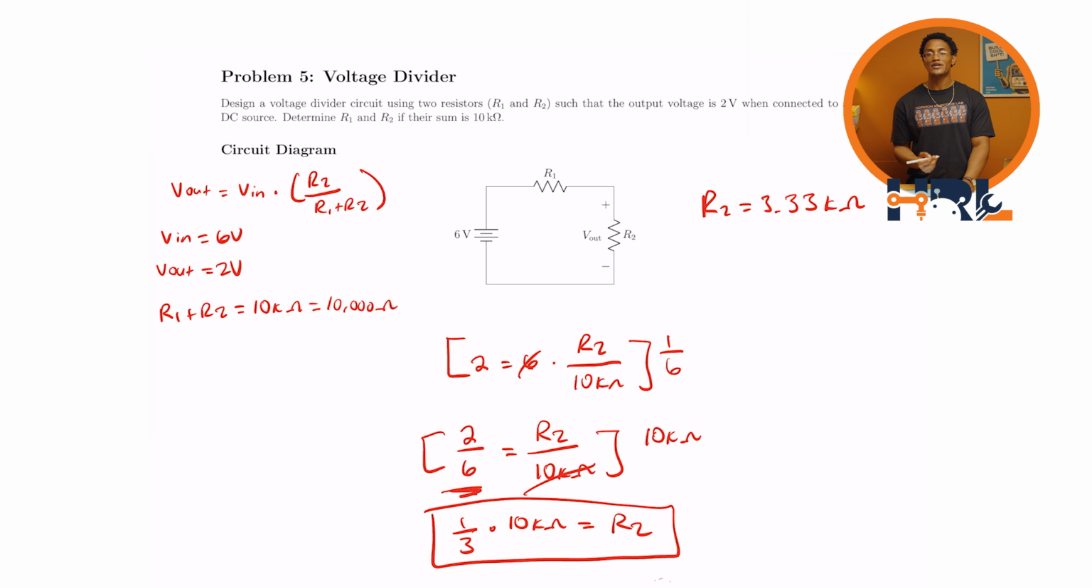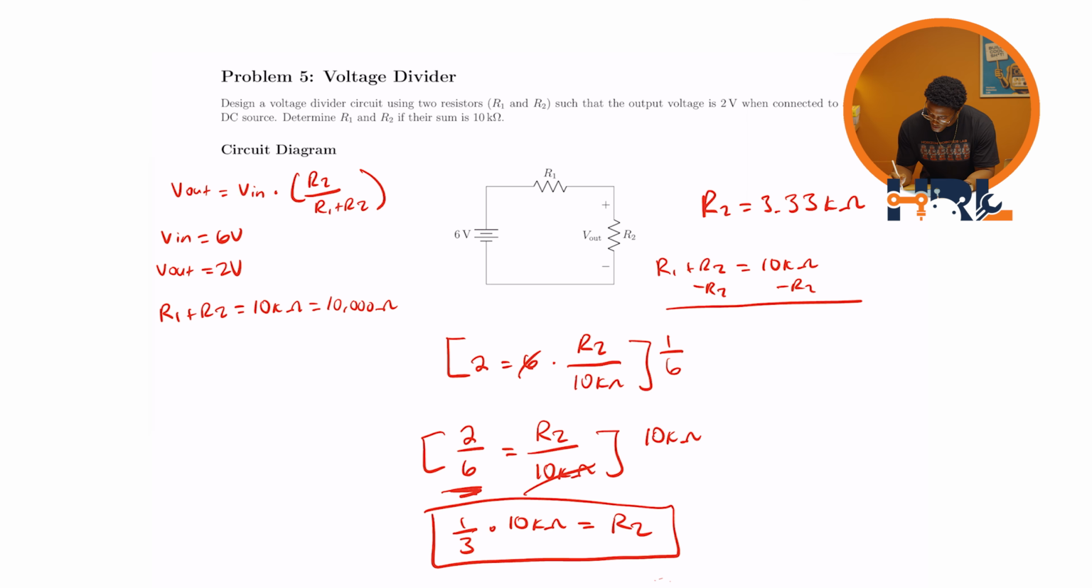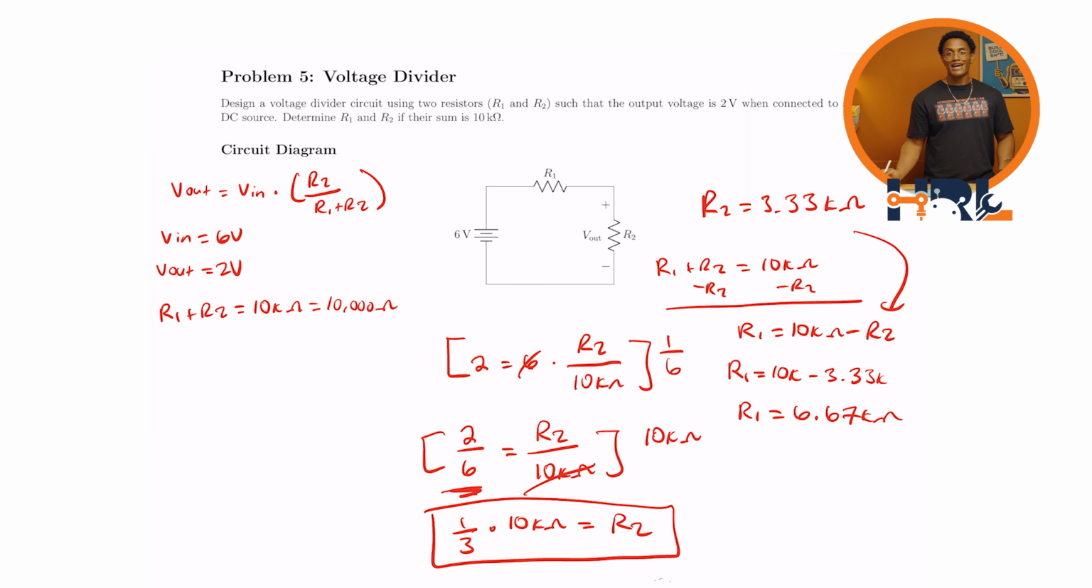All right, so now if we go back to our original equation, saying that R1 plus R2 is equal to 10,000 ohms, if we subtract R2 from both sides, we now have R1 is equal to 10 kiloohms minus R2. We substitute R2, and we have R1 is equal to 10K minus 3.33K. So R1 is approximately 6.67 kiloohms. There we go. We have solved the problem. We have found R1 and R2 to get our desired output voltage.